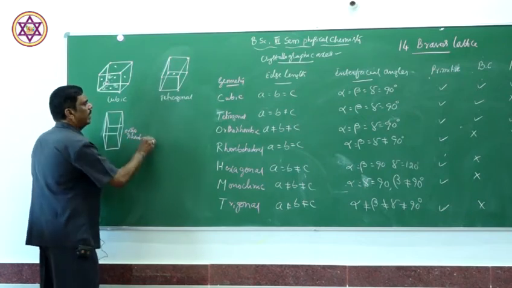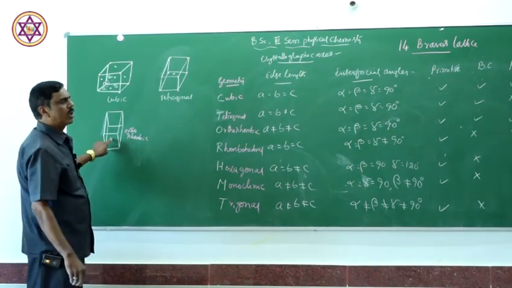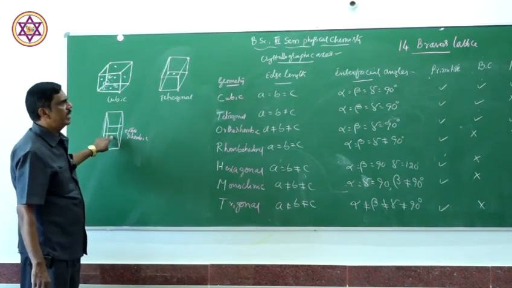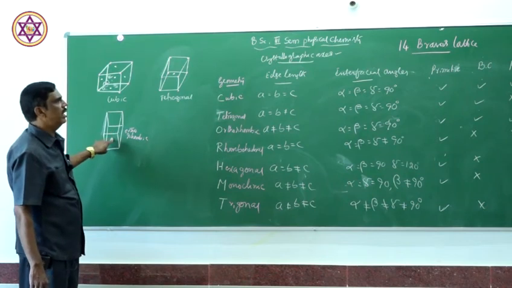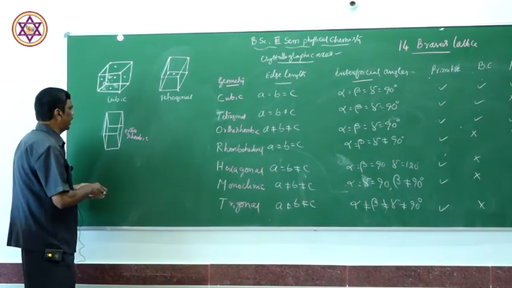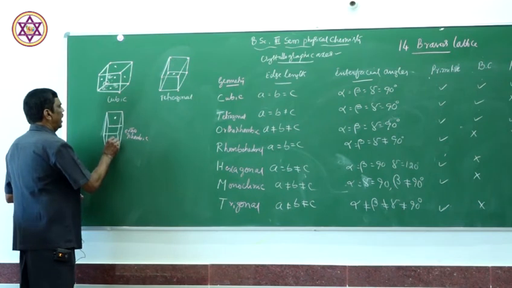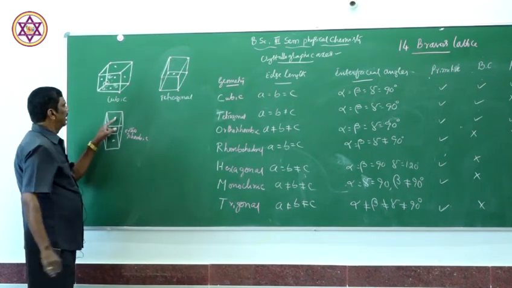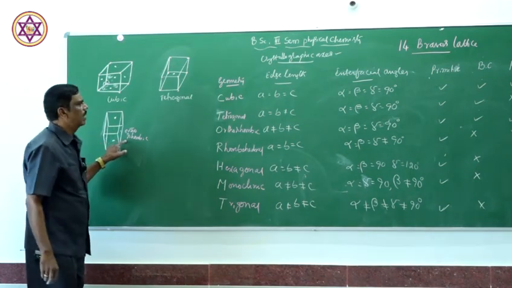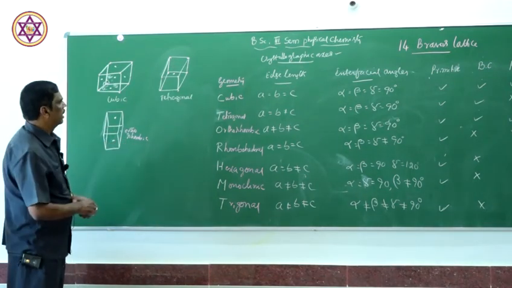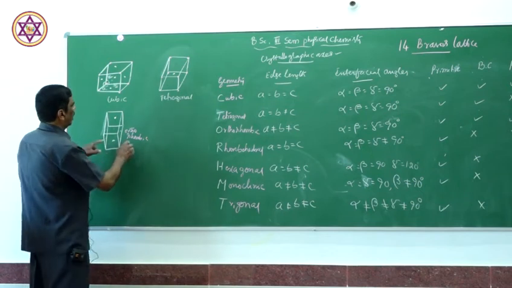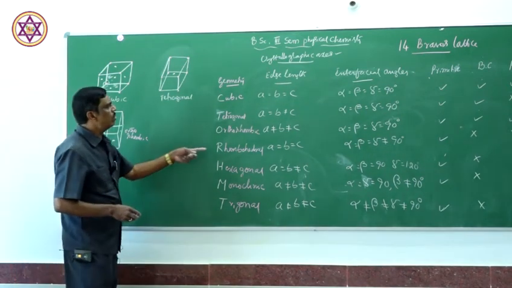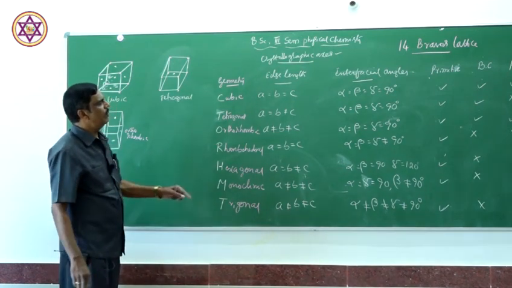In this orthorhombic, we have all the 4 types: primitive, body centered, face centered and edge centered. Edge centered means atoms are at the edges, apart from body centered and face centered. All the 4 types are there in case of orthorhombic.